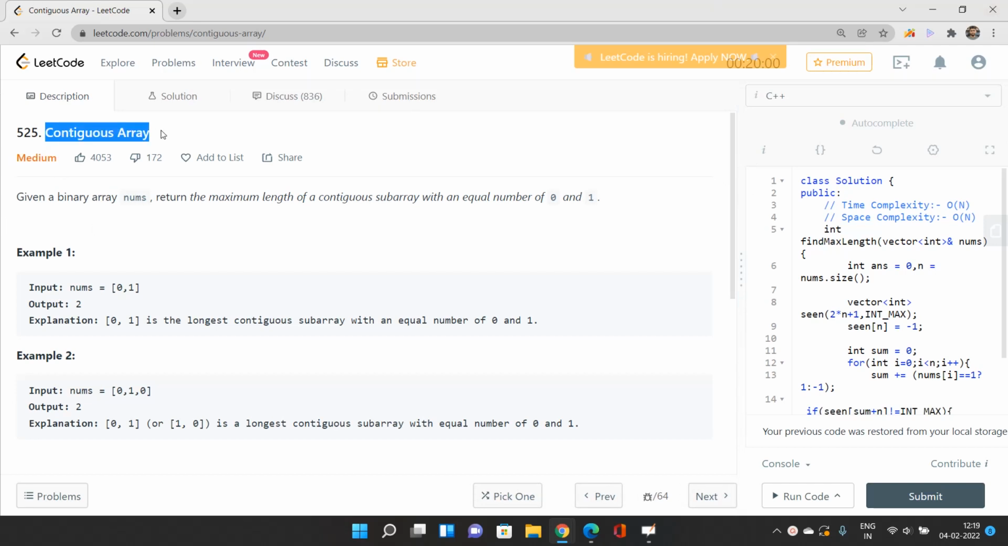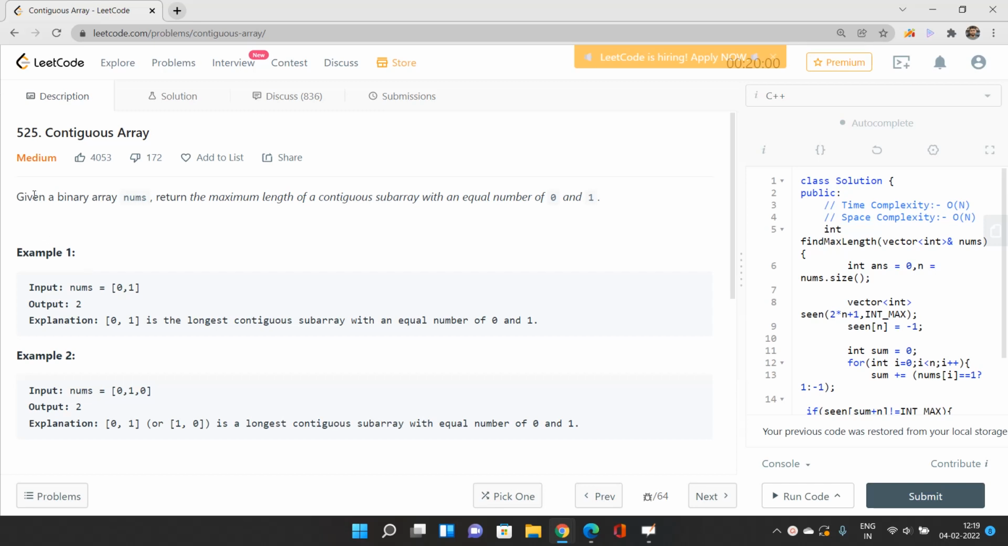The problem name is Contiguous Array and its index is 525, and it is the fourth problem of the daily challenge for the month of February. Let me first talk about the prerequisites required to solve this problem. You need to know the concepts of array very well, the concepts of hash table, and the idea of prefix sum to solve this problem efficiently.